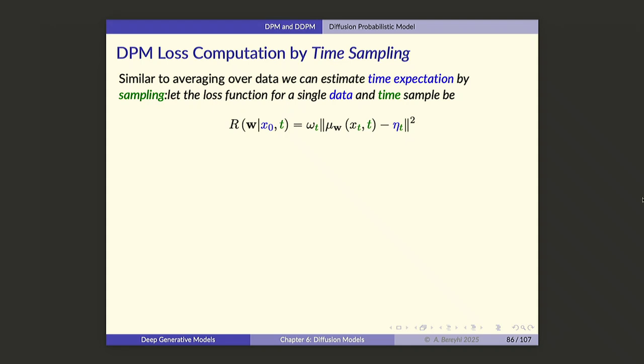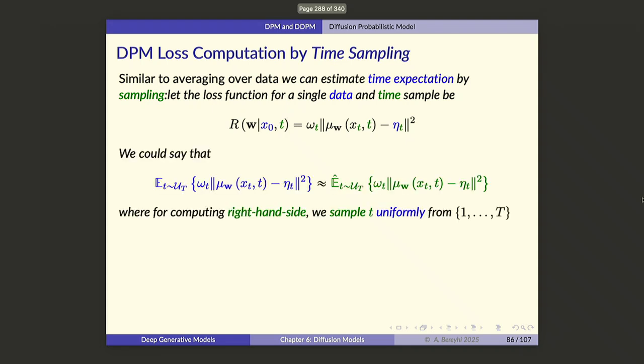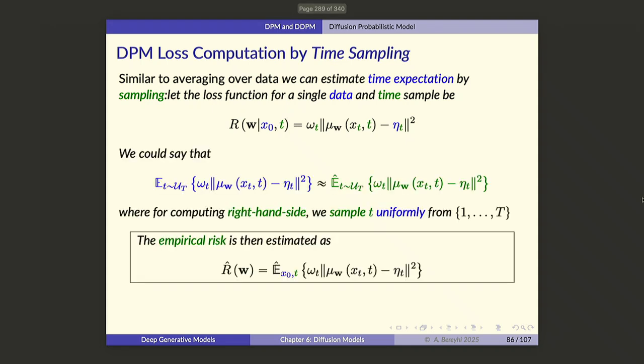Questions? So everybody's cool? So moral of the story, you can simply compute your empirical risk now by taking the average with respect to data and time of this particular loss function. And this loss function is now very easy for you computationally to compute on a neural network, right?